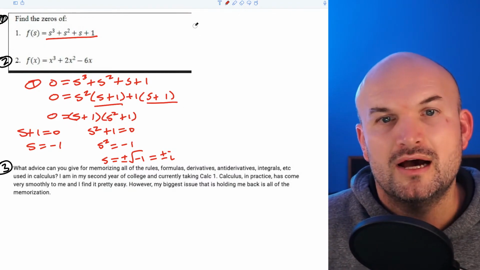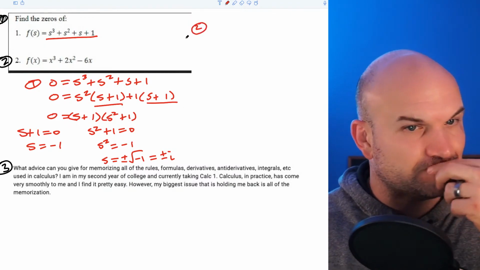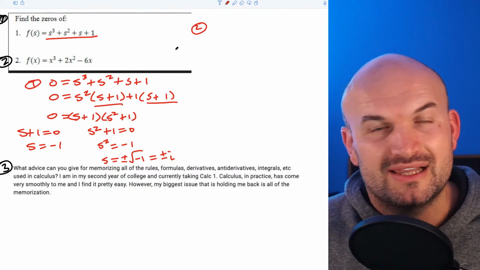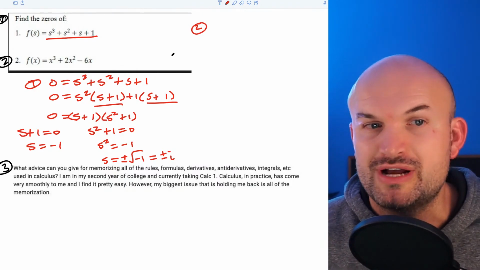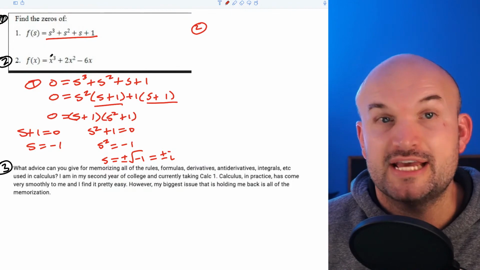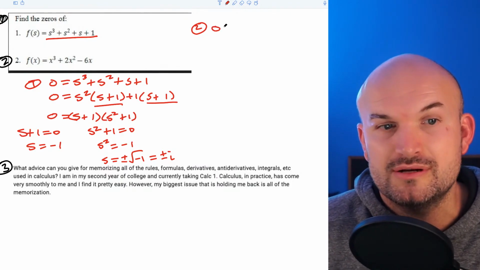We'll just keep it at that. For question number 2, that is a trinomial. And a lot of times with trinomials, I want to look for a quadratic, but it's not a quadratic. It's a cubic. However, I can factor.